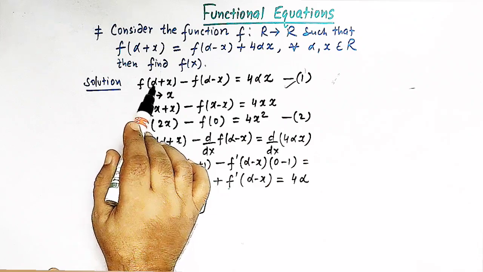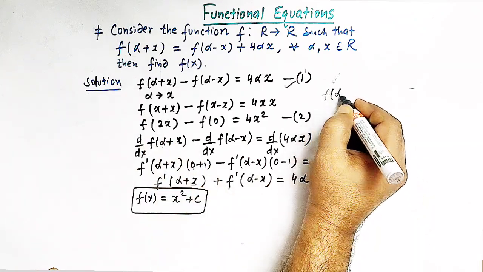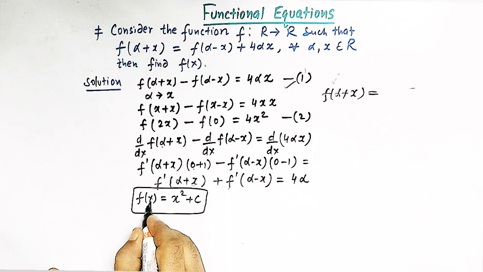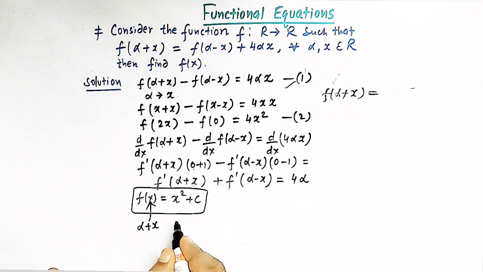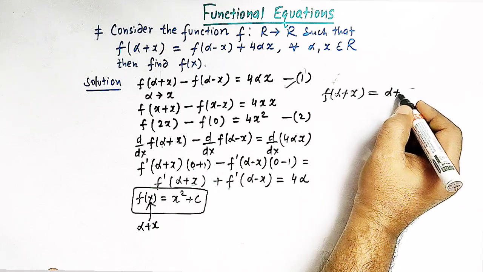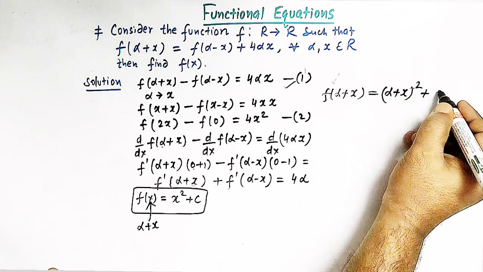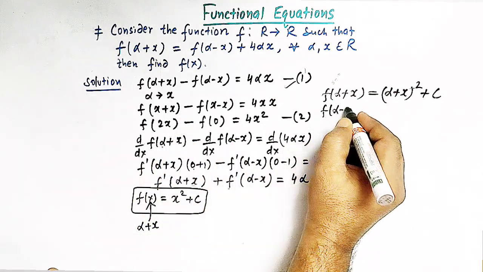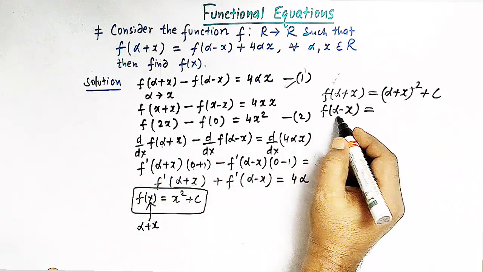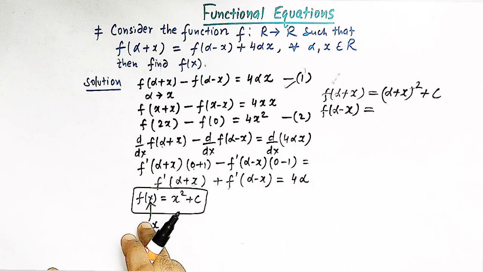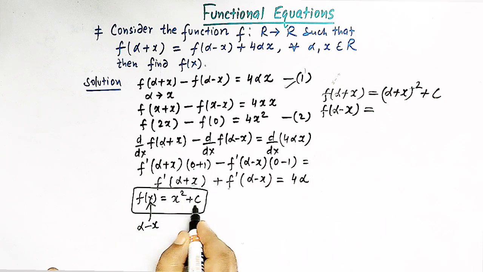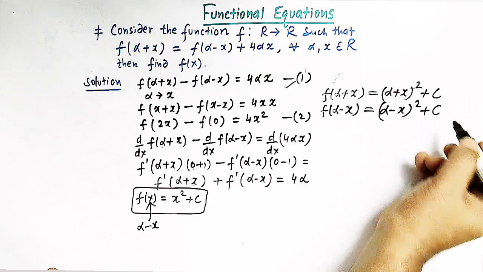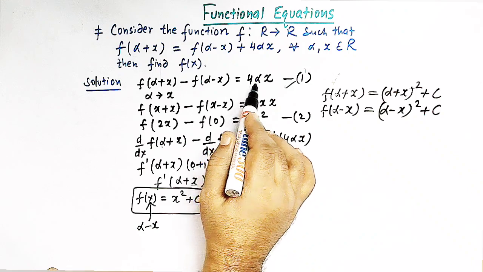Now here we have f of alpha plus x. So f of alpha plus x can be obtained by replacing x by alpha plus x. So we'll get alpha plus x whole square, and c is the constant, right? And f of alpha minus x can be obtained by replacing x by alpha minus x in this expression. So we have alpha minus x whole square plus c, right? And here we have 4 alpha x.